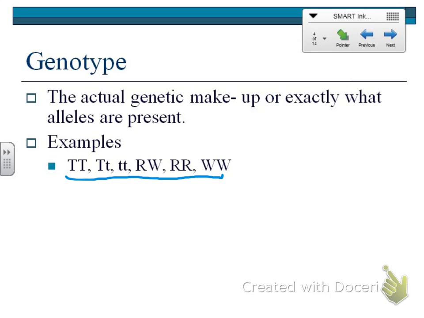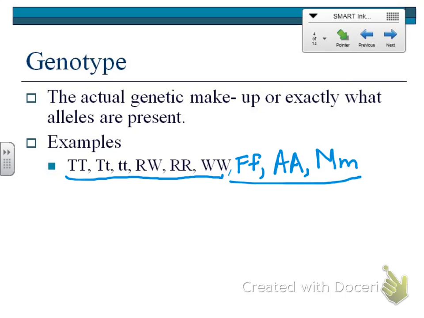Example of a genotype. Jake. Big F, little f. Nathan. Big A, big A. Devin, one last one. Big M, little m. Okay, so we've got some examples of genotypes.